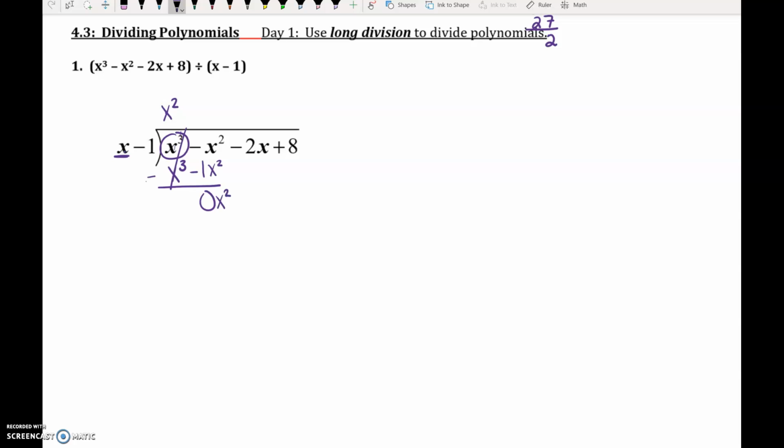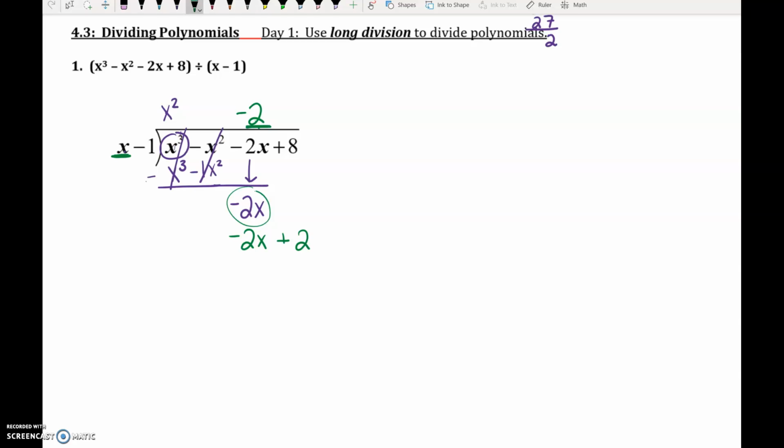Oof. They cancel each other out too, don't they? I didn't really want that to happen, but that's okay. Then you bring the next number down, -2x. And now let's start the cycle again. x times what? And notice I'm going to put it above where we currently are in this problem. x times what is -2x? That would be -2. We're going to multiply. -2 times x is -2x. -2 times -1 is +2.